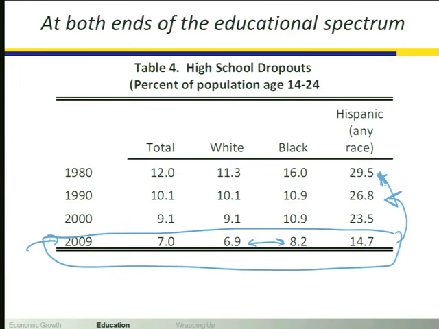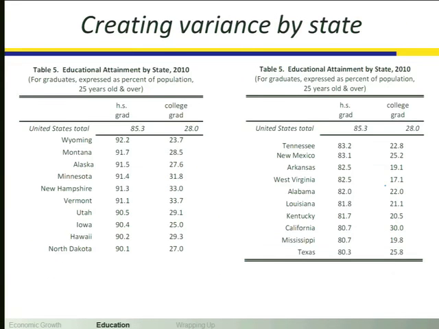There is variation by state. And what I did in the table was I just took the top 10 states for high school graduation rates and the bottom 10 states for high school graduation rates, and then I've got some charts coming up which show you more completely all the states. So the top 10 states in terms of high school graduation rates, this is looking at the population 25 and over. Top 10: Wyoming, Montana, Alaska, Minnesota, New Hampshire, Vermont, Utah, Iowa, Hawaii, and North Dakota.